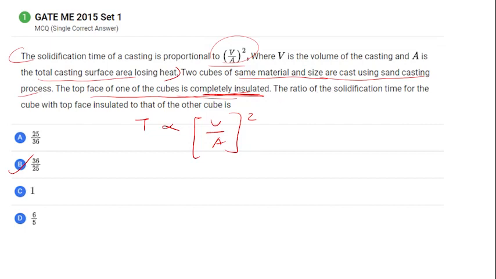So it is simple, right? T1 by T2: volume is the same, so let's not consider volume. It will be A2 by A1 square. Your T1 will have 5 faces only, so its area will be 5A square, and the area for the T2 cube is 6A square.